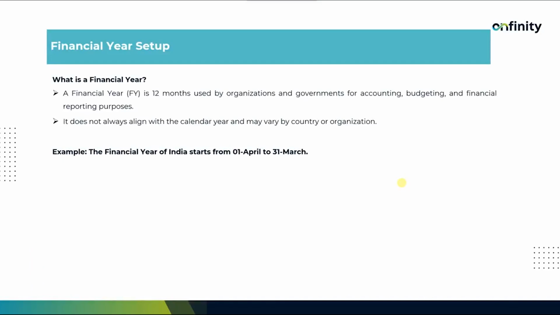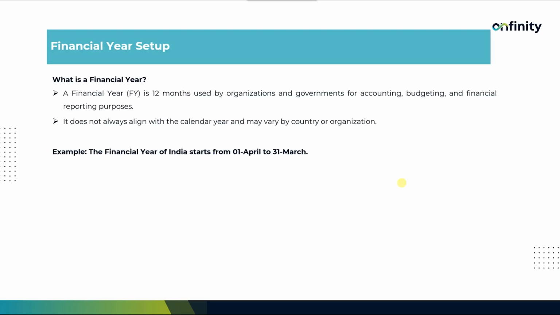Let's understand what a financial year is. A financial year is a 12-month period used by organizations and governments for accounting, budgeting, and financial reporting purposes. It does not always align with the calendar year and may vary by country or organization. For example, the financial year in India starts on April 1st and ends on March 31st.